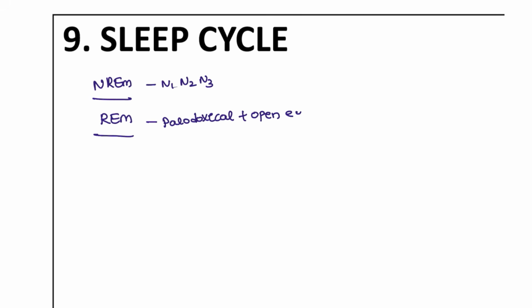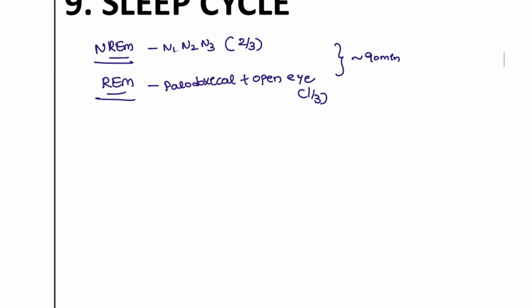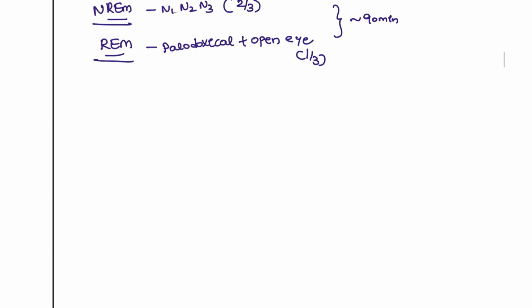You will be having random eye movements in these patients, and the whole cycle is around 90 minutes. In that, 2/3 of the cycle will be the NREM stage, and 1/3 of the cycle will be the REM stage that we are going to have. So let's see. You are awake. When you are awake, as we discussed, this is going to be the beta waves.